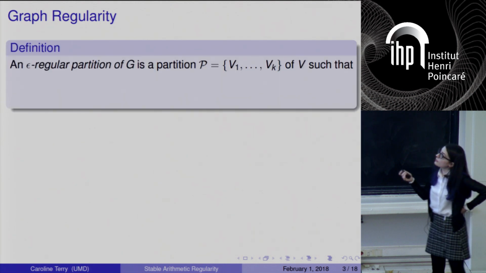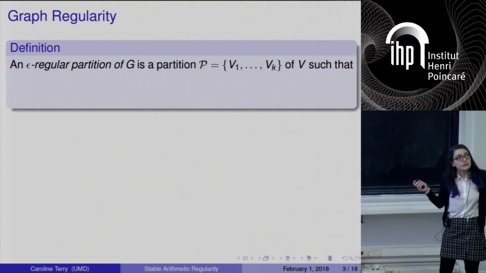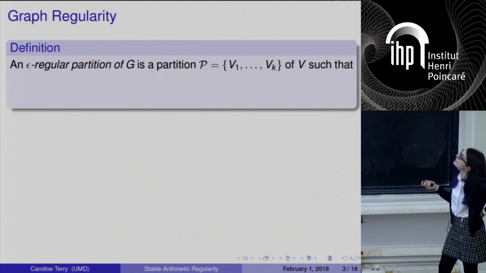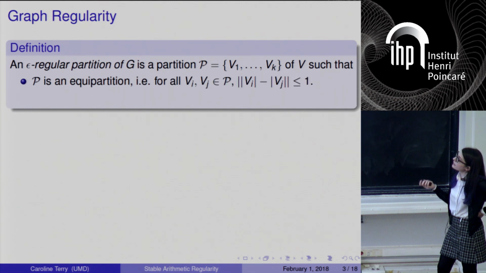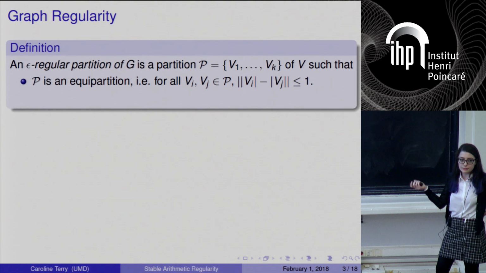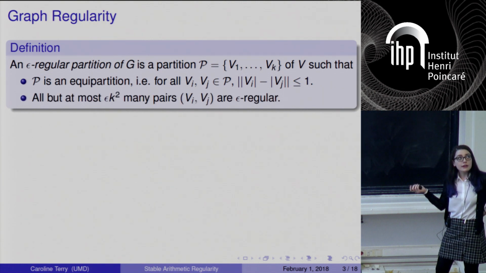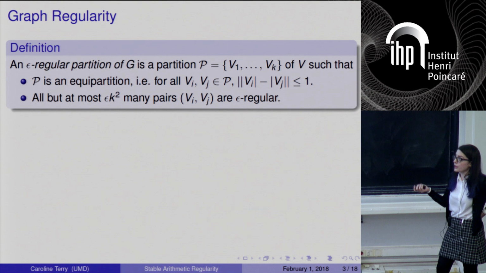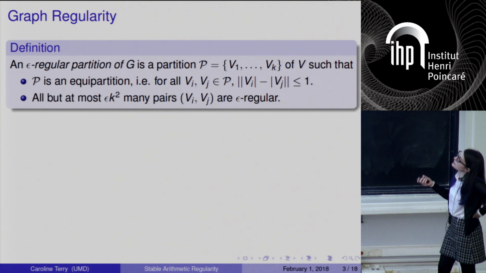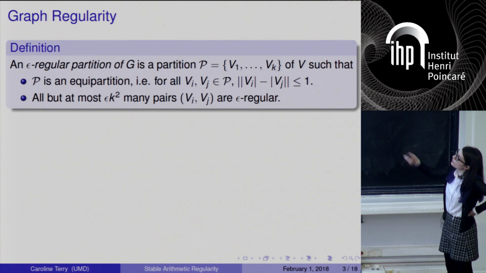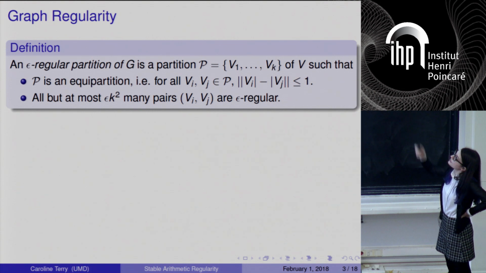Okay, so now I'm going to give you another definition. An epsilon regular partition of a graph G is a partition P of the vertex set such that it's an equipartition, meaning every two pieces in the partition differ in size by at most 1, and all but at most epsilon k squared pairs V_i, V_j are epsilon regular, where k is the size of the partition.